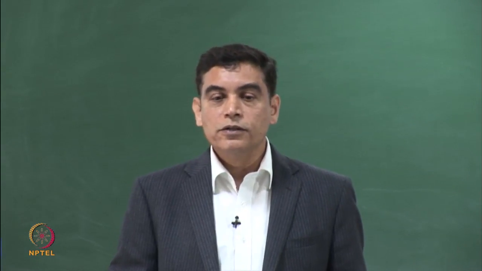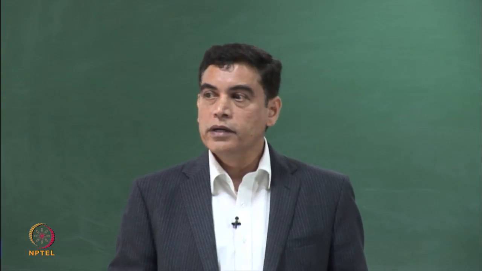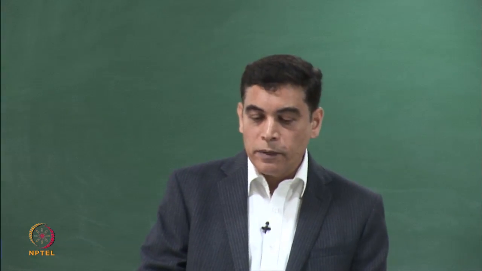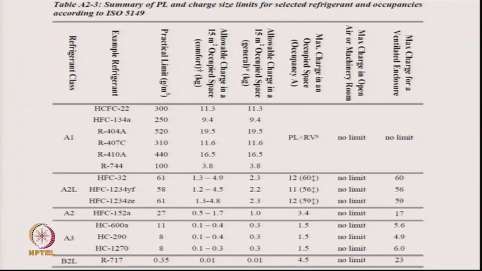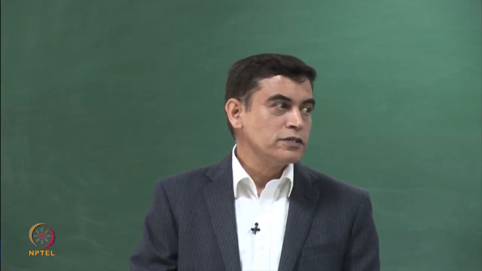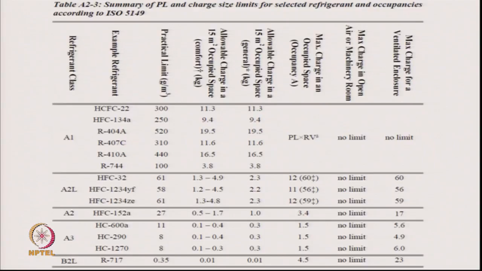So a typical air conditioner today will have something like 800 grams. A 1.5 ton residential air conditioner will have 0.8 kg of refrigerant. It could vary up and down depending on efficiency and heat exchanger size. Then we have 404A, 407C, R410A and R744. All of them are in the A1 category. So this is the most preferred region of refrigerant classification. If we were to have a choice, then we would use refrigerant from this category. And there you can see, other than CO2, which is R744 at 3.8, all of them have very high permissible limits.